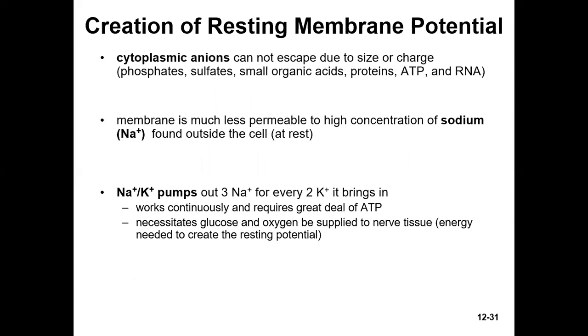The membrane is much less permeable to high concentrations of sodium found outside the cell when it's at rest. The sodium potassium pump pumps out 3 sodiums for every 2 potassiums that it brings in. It will work continuously and require a great deal of ATP. This will necessitate glucose and oxygen being supplied to nerve tissue.